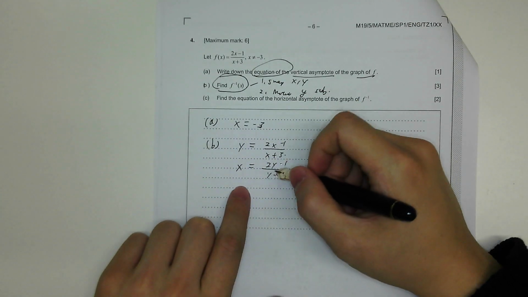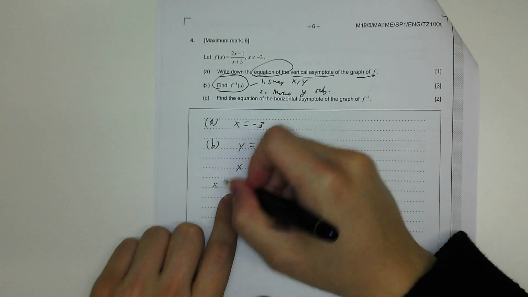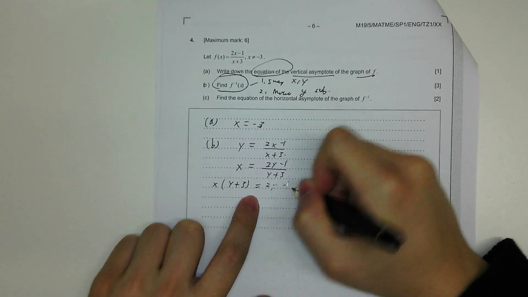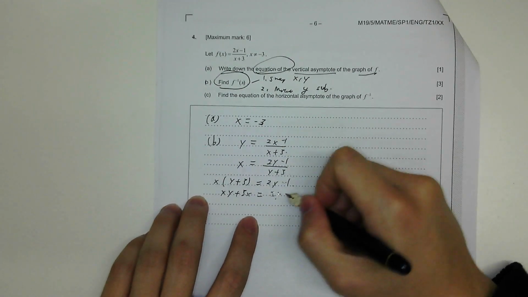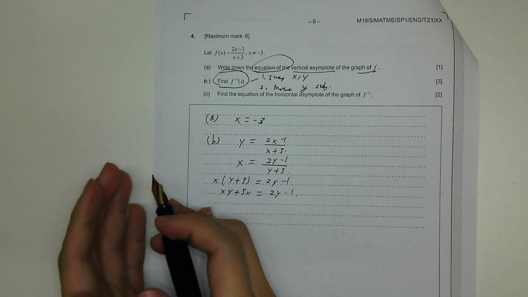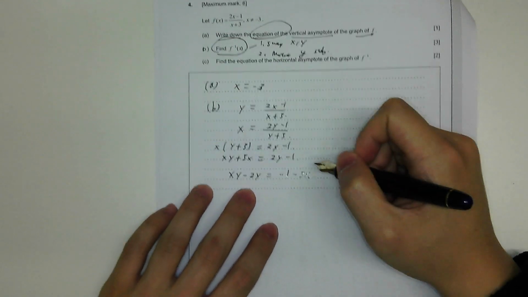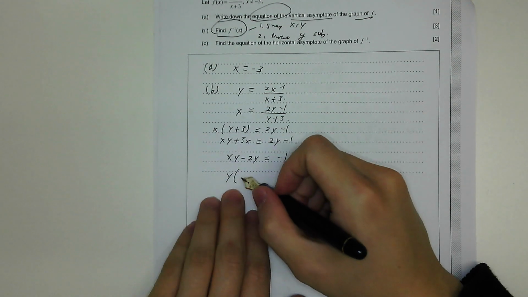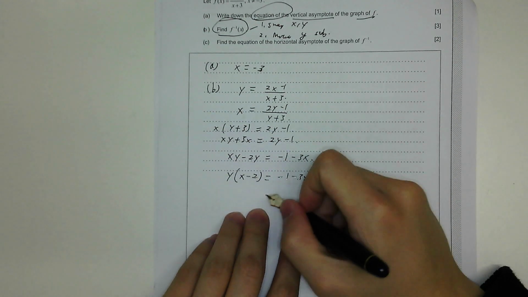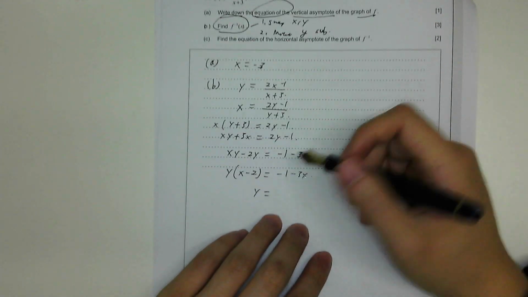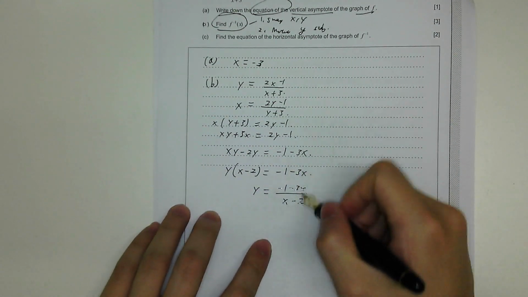And then make y the subject. So you have to multiply this one first. x times y plus 3 equals 2y minus 1. And we have to expand the left hand side. So xy plus 3x equals 2y minus 1. And then we can group all the y on the same side. So xy minus 2y equals -1 minus 3x. Now we can factorize the y. y times x minus 2 equals -1 minus 3x. And lastly, we can divide by x minus 2 on both sides to make y the subject. So that's the inverse function.